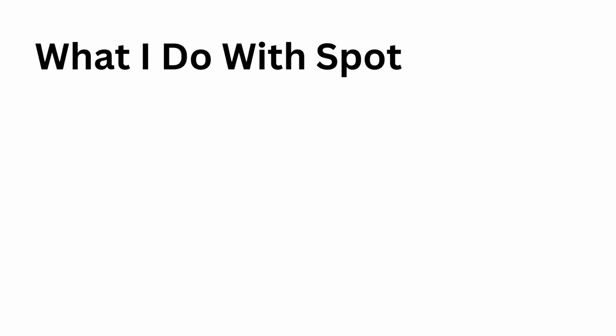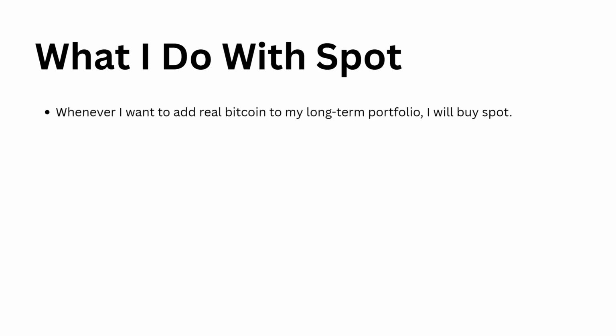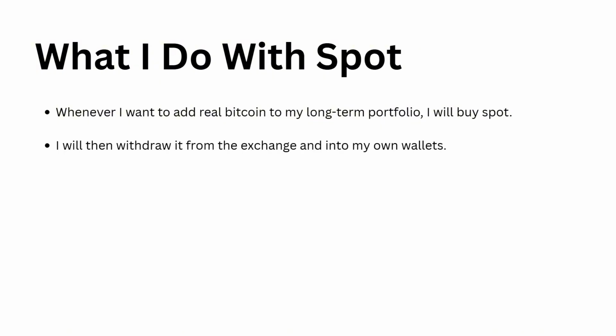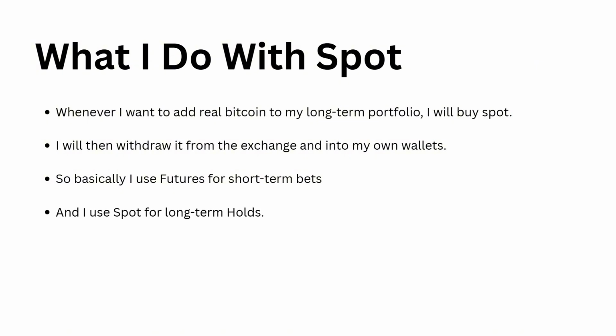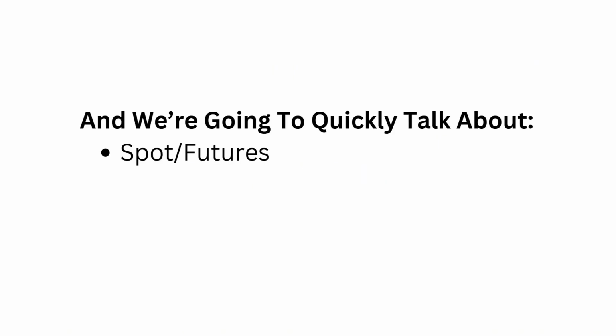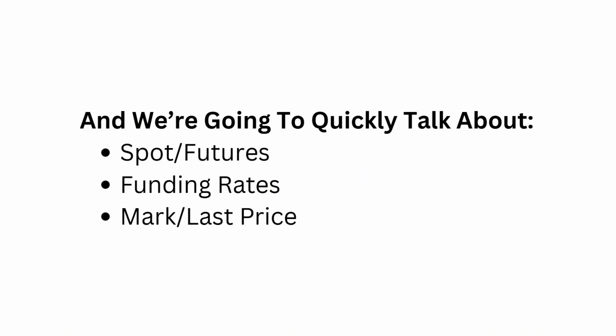So here's what I do with spot. Whenever I want to add real Bitcoin to my long-term portfolio, I'm going to buy some spot. I will then withdraw it from the exchange and into my own wallets, because not your keys, not your coins, right? So basically, I use futures for my short-term bets, and I use spot for my long-term holdings. That's it. I keep it really simple. In the next clip, I'm going to go on BitUnix, and we're going to quickly talk about spot and futures, funding rates, and mark and last price.